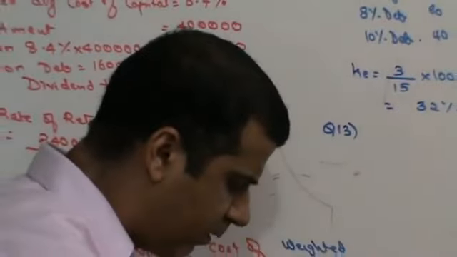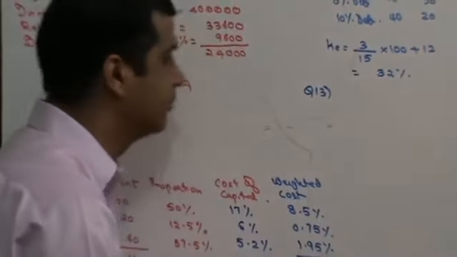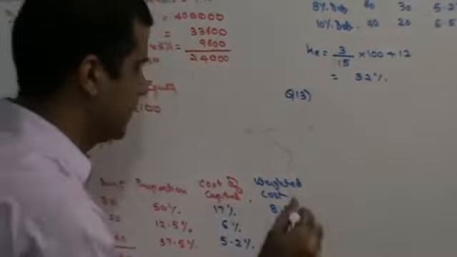Now, they said that assuming no taxes, given the earning before interest and tax at the rate of 12%, the equity capitalization rate, calculate the total market value of each of the firms Alpha, Bravo, Charlie and Delta. Let's see this.